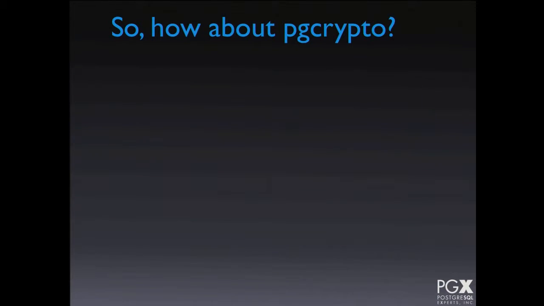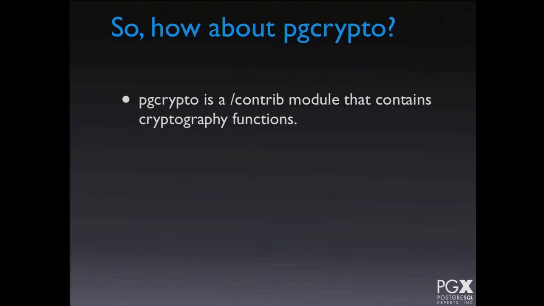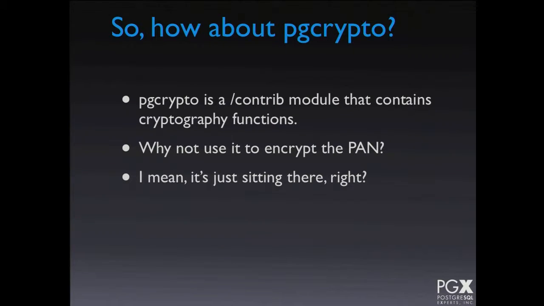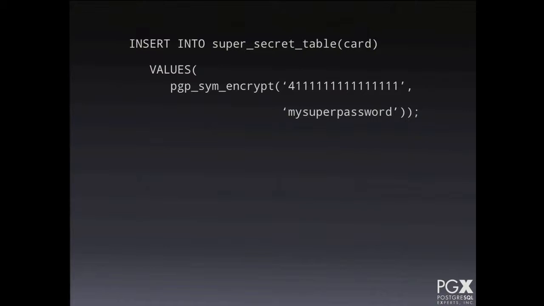So at this point, people are thinking, I know, pgcrypto, perfect, I win. Finally, pgcrypto is the most useful module I've never actually used. It's a contrib module containing all sorts of cryptographic functions, and it links with OpenSSL, so it's as good as OpenSSL, take that for what it's worth. So why not just use it to encrypt the PAN? It's just sitting there. Okay, problem solved. We do something like this: I have a super secret table with a card number, and we call encrypt with a super secret password, and that's great.